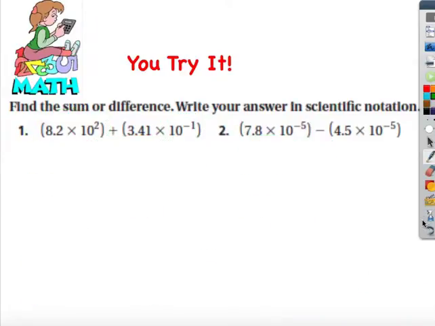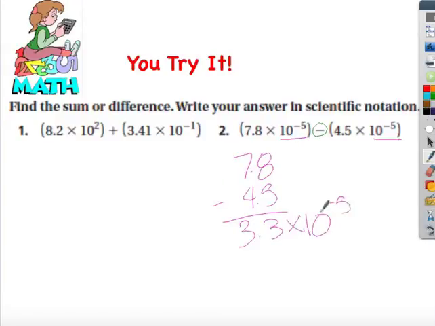In example number 2, we are subtracting, and we see that both of our powers of 10 are the same. So that makes it easy. All we have to do is subtract the factors. And because our answer must be in scientific notation, we need to check the factor, and it's good. It is between 1 and 10, so we're going to go ahead and write our common power of 10. Final answer is 3.3 times 10 to the negative 5th power.